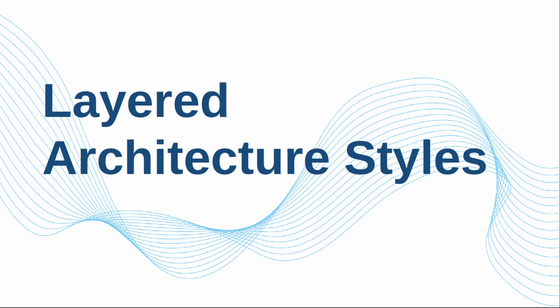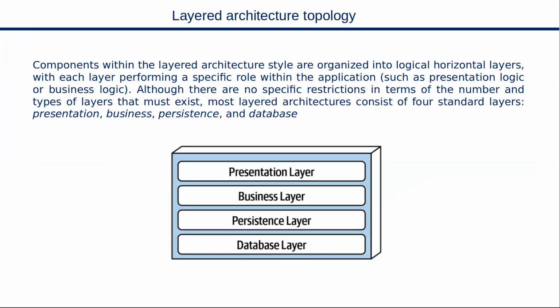So we are talking about different layers that are independent, and each of them can be replaced. What is the topology of this architecture style? Components within the layered architecture style are organized into logical horizontal layers, with each layer performing a specific role within the application.